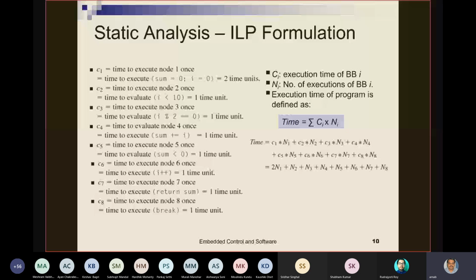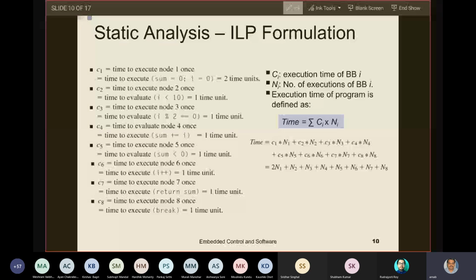So, given the worst case execution times of each basic block, what you only need to determine is the number of times each basic block will be executed in the worst case. Let N1 be the upper bound on the number of times basic block 1 can execute. N2 is the upper bound on the number of times basic block 2 can execute. In general, Ni denotes the number of times basic block i can execute.